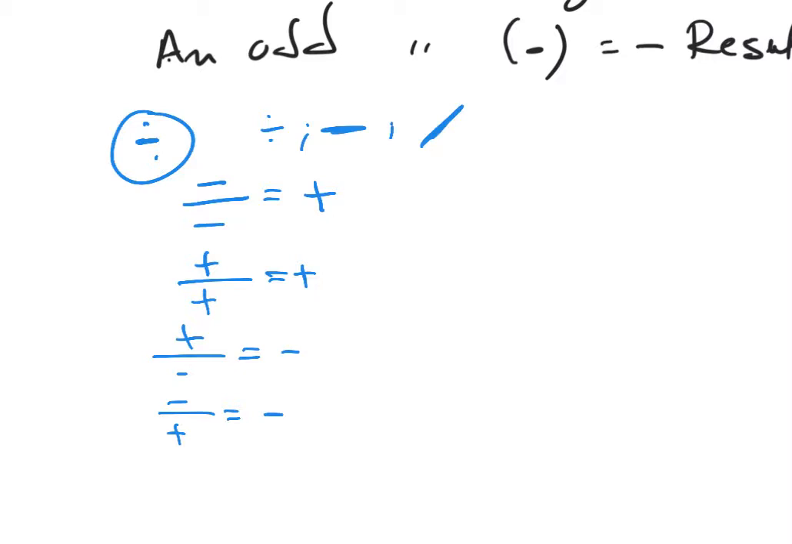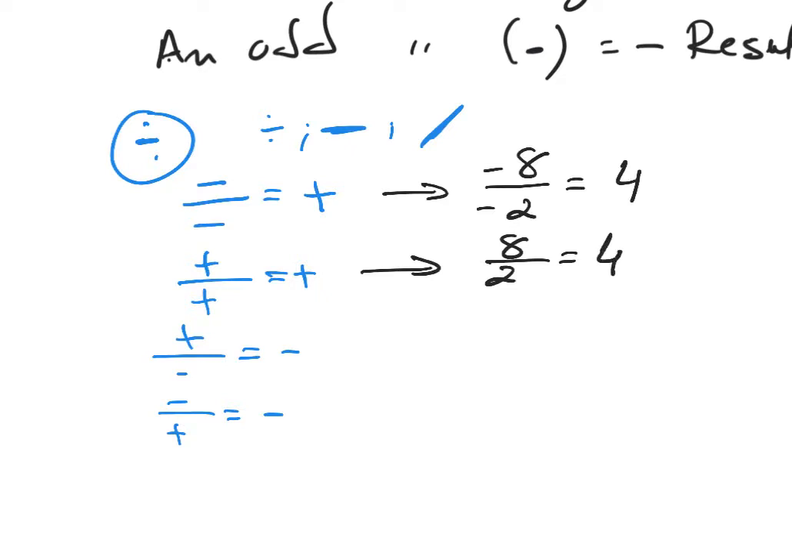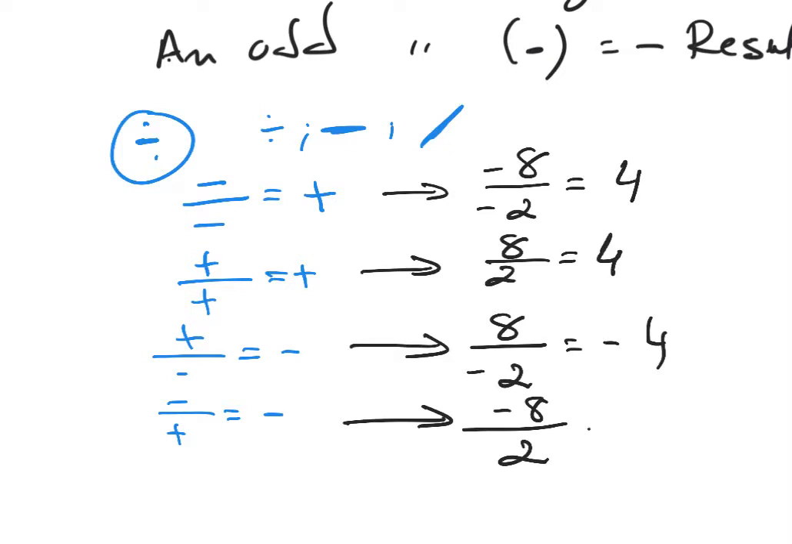Let's get some examples here. If I have negative 8 over negative 2, we're gonna get positive 4. If I have 8 over 2, you're also gonna get a positive 4. If I have positive 8 over negative 2, you're going to get negative 4, because positive over negative is negative. And if I have negative 8 over 2, you're going to get negative 4.